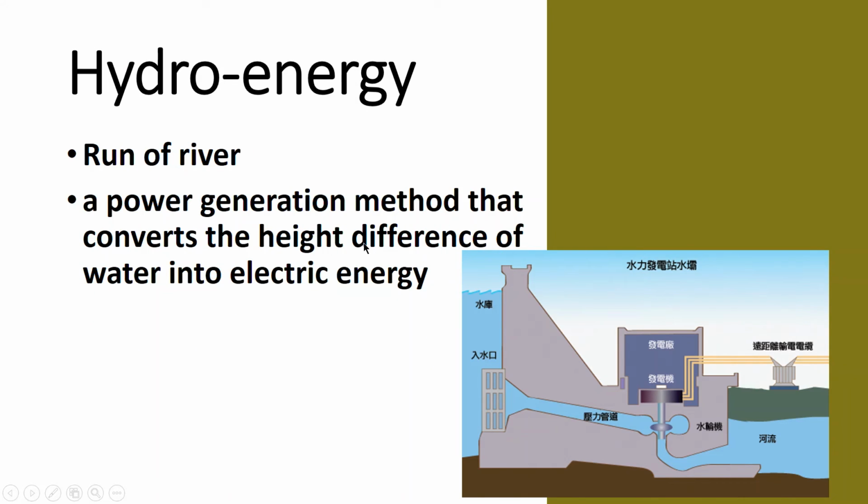And let's talk about hydro energy. Hydro energy is a power generation method that converts the height difference of water into electrical energy, and from the run of the river. You can look at this picture. It's a dam, and the water goes from a high place to a low place, and it can generate electricity, so we can use it.